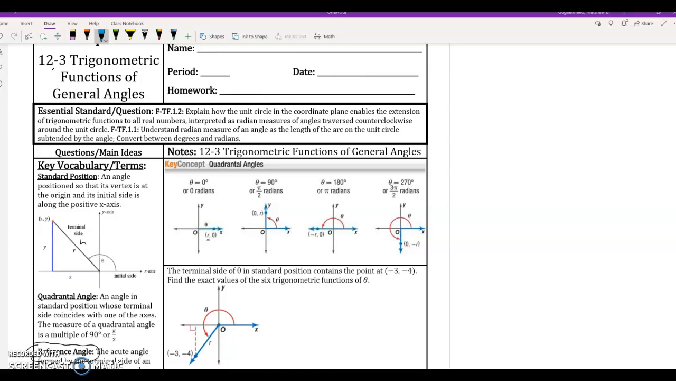Hi everyone, this is your 12-3 lesson on trig functions of general angles. So we're going to take what we learned last time and apply it to more general angles, not just special angles around the coordinate system.